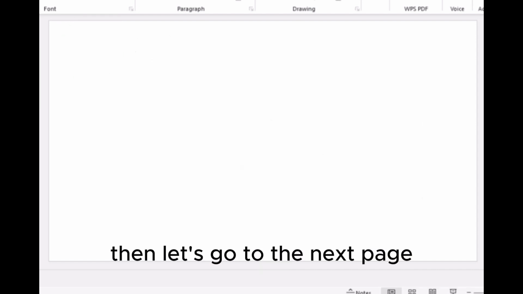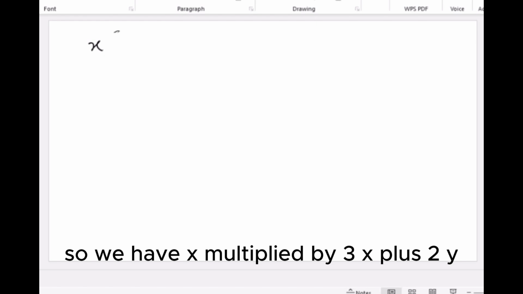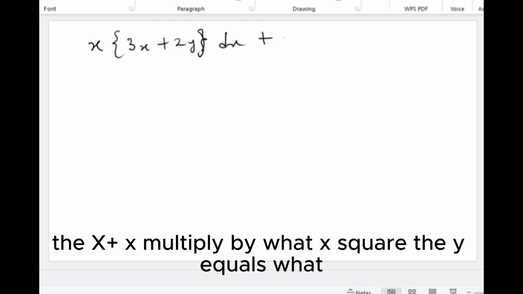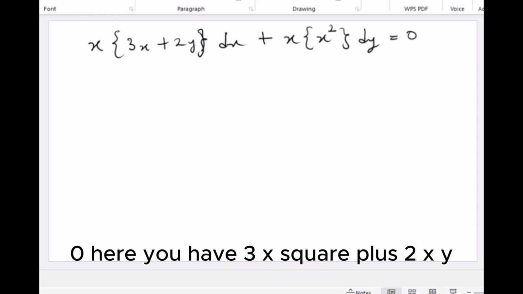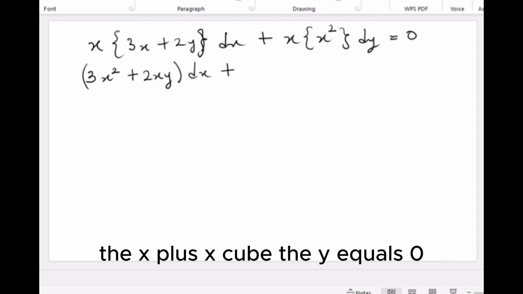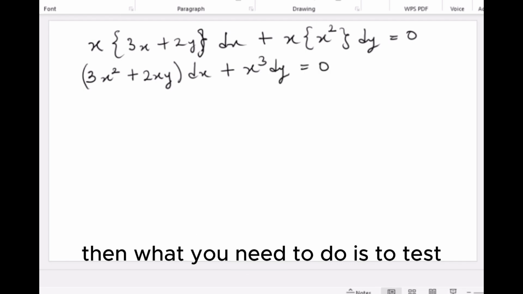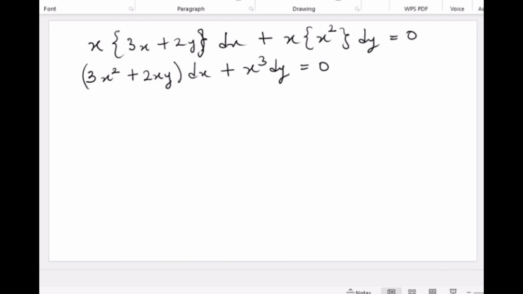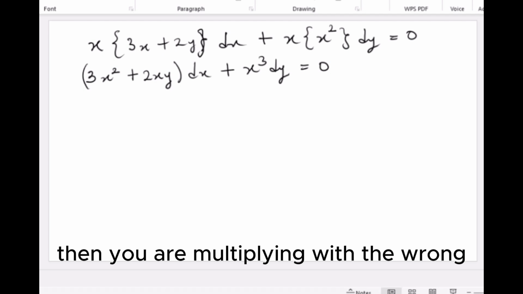Then let's go to the next page. So we have x multiplied by (3x plus 2y) dx plus x multiplied by x squared dy equals 0. Here you have (3x squared plus 2xy) dx plus x cubed dy equals 0. So you've multiplied with the integrating factor. Then what you need to do is to test if the integrating factor has affected it to be exact or not. If it is not exact, then you are multiplying with the wrong integrating factor.